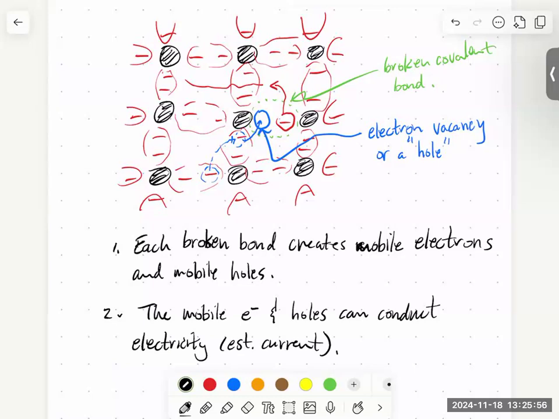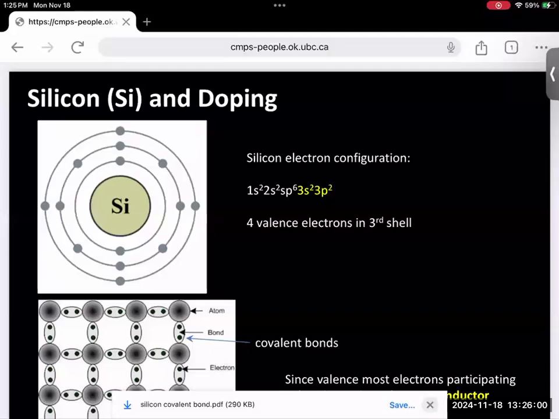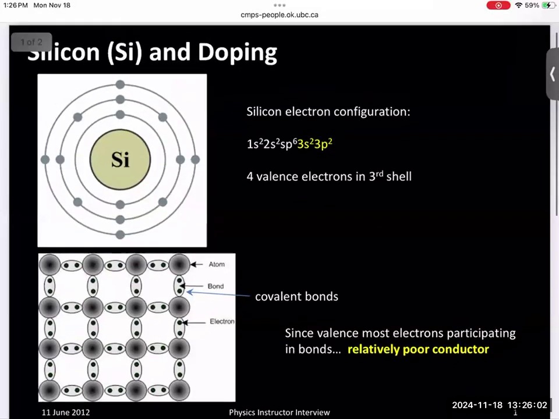All right, so before we move on and try to manipulate the properties of our silicon, I want to show you that this 2D picture is reasonable. So this is exactly what we've drawn down. It's just a nicer version of my picture. This is the silicon atom, and here's our 2D representation of a solid piece of silicon with all these covalent bonds.